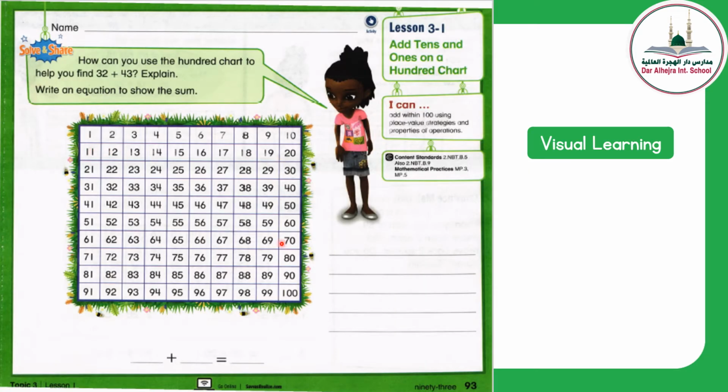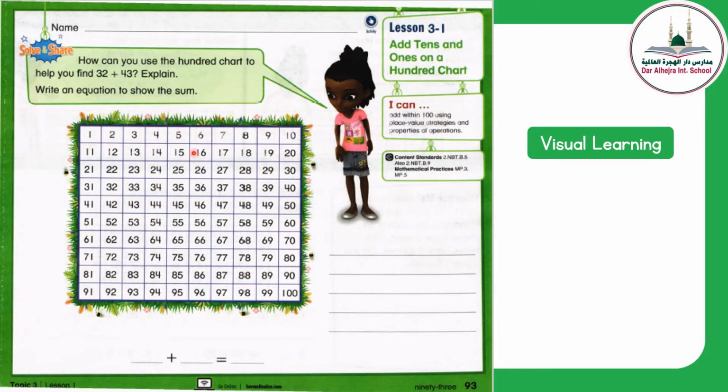Here we see a 100 chart, and we can see there are numbers from 1 to 100 on the 100 chart, and in each row we can see there are 10 numbers arranged from right to left.